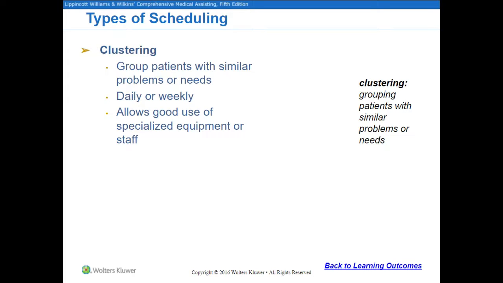Now, clustering. This is the first appointment type that we're going to talk about. Think about clustering: a cluster is a group of something. So another word for clustering is grouping. So you may see grouping appointment types or clustering appointment types. That is when people who are coming in for the same thing, or have some of the same needs, come in at the same time, right?